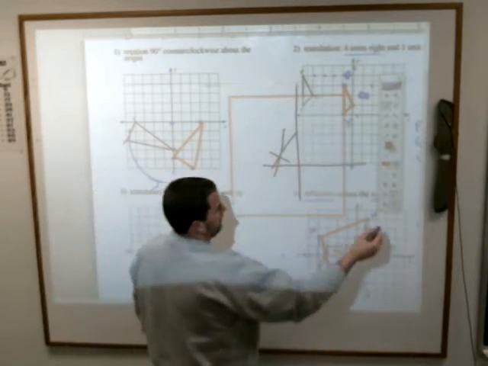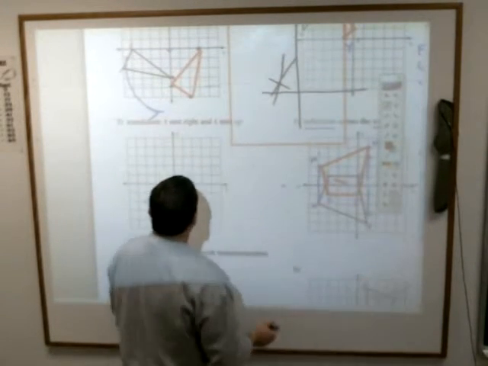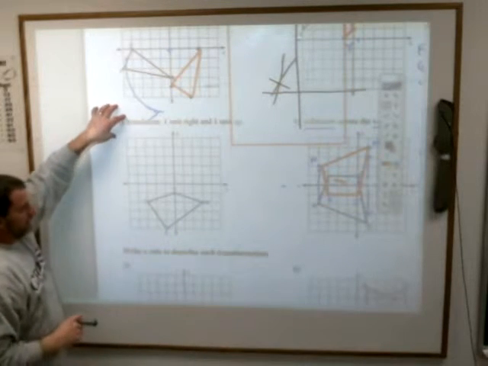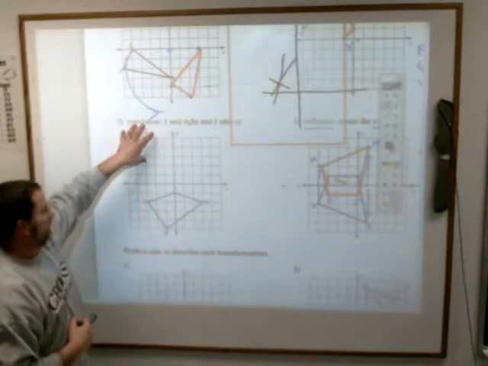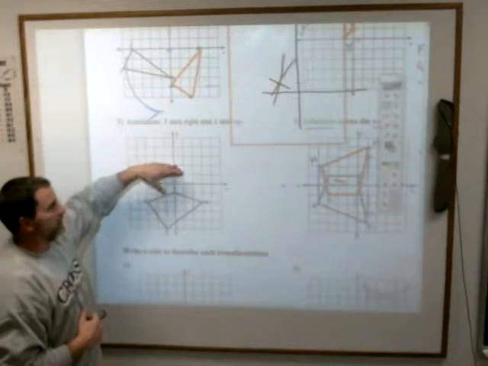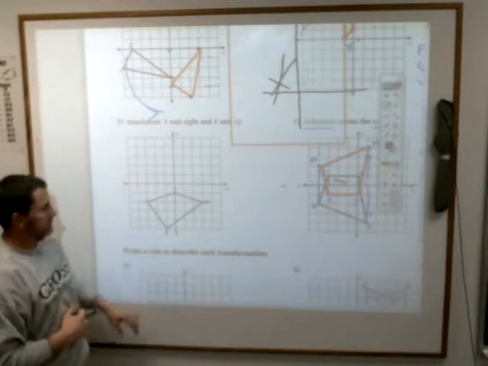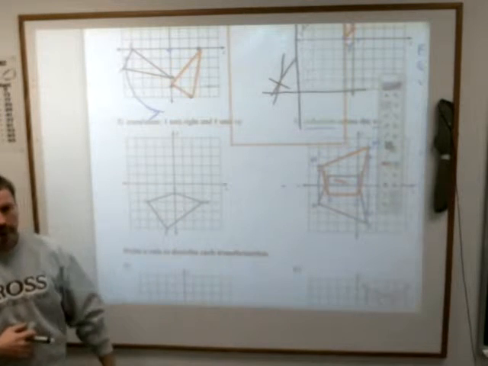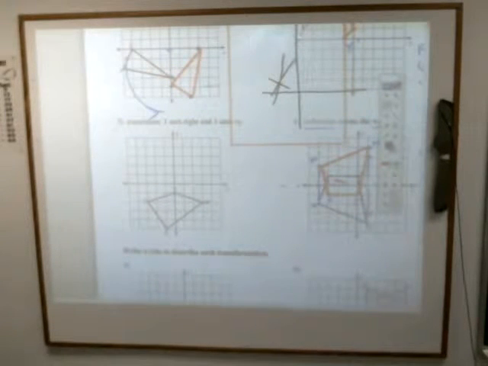Alright, right now I would like you to do number 3, because we already did one like that. Give me the translation of this shape. Move 1 unit right, 1 unit up. It's not going to move very far, children, mind you.